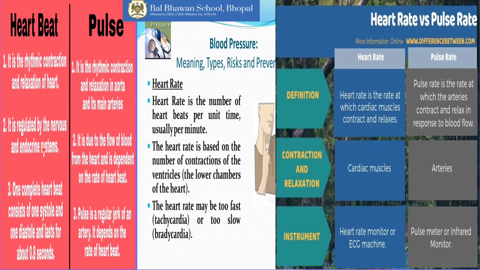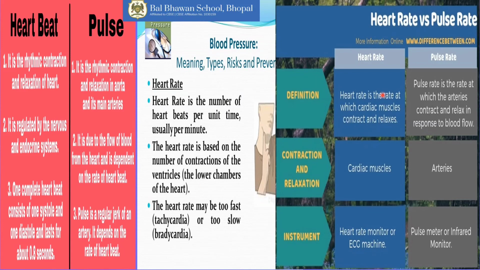Now, heartbeat is controlled by the nervous and endocrine system, whereas pulse is due to the flow of blood from the heart, and it is dependent on the rate of heartbeat. A heartbeat consists of one systole, that is the contraction, and one diastole, that is the relaxation, and it takes about 0.8 seconds. Pulse is a jerk of an artery, and it depends upon the rate of heartbeat.